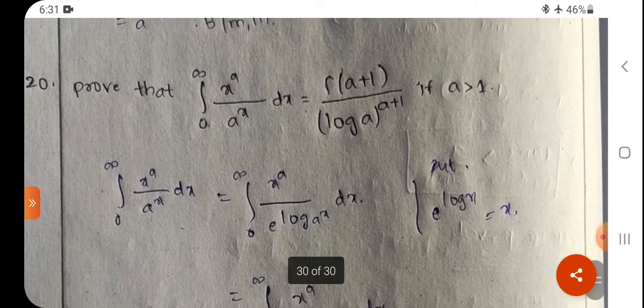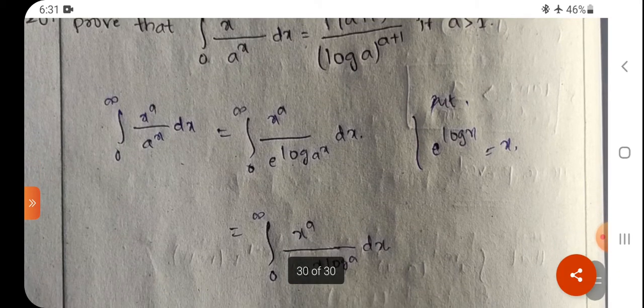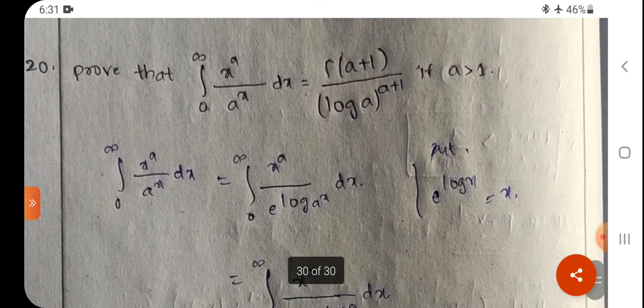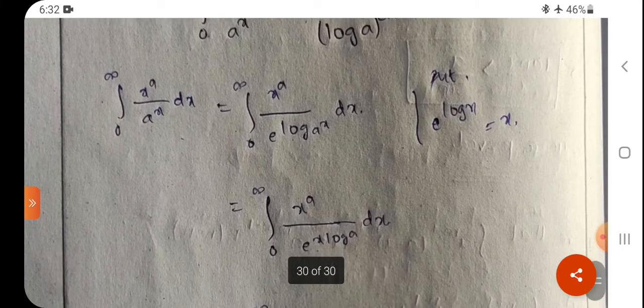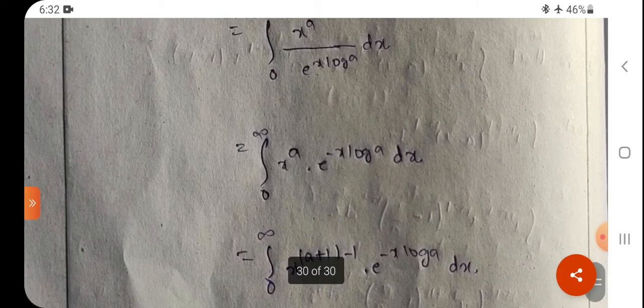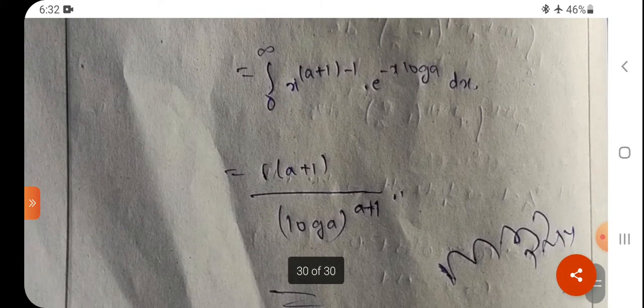And the 20th problem is somewhat typical. Only thing is, in the left hand side integral, the denominator a power x is there. We have a rule: e power log x can be taken as x. e power log x is always taken as x. In the same way, a power x you can write as e power log a power x. So by using that particular concept, you can find your final answer.